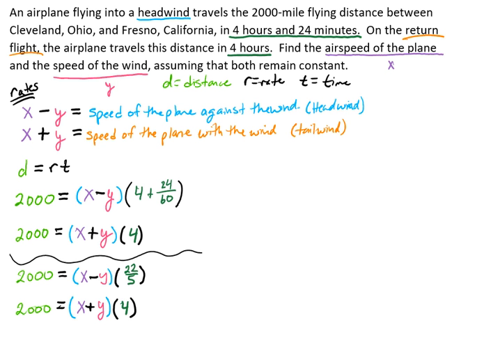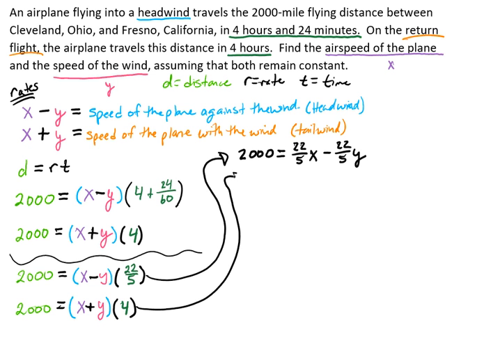Now we're going to distribute. The first equation becomes 2,000 equals 22 over 5x minus 22 over 5y. For the second equation, we distribute the 4 and get 2,000 equals 4x plus 4y. Now we want to see what we can do to turn 22 over 5 and 4 into numbers that have some common multiple. Sometimes it can be pretty exhausting to try to find a number that will multiply and become both.